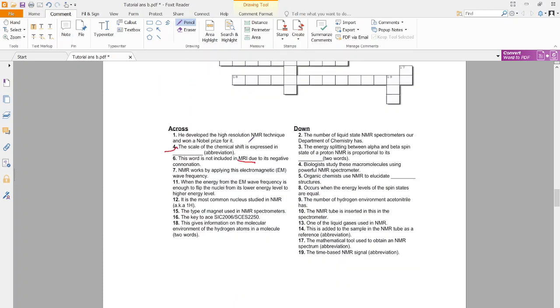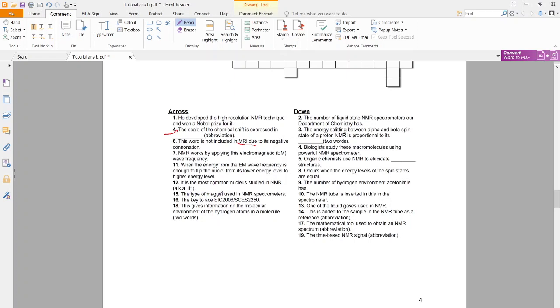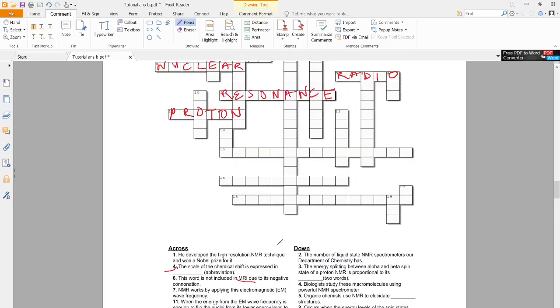Then the type of magnet used in NMR spectrometers. So what can it be? The type of magnet used, it has to be superconducting. That looks long, so that must be correct.